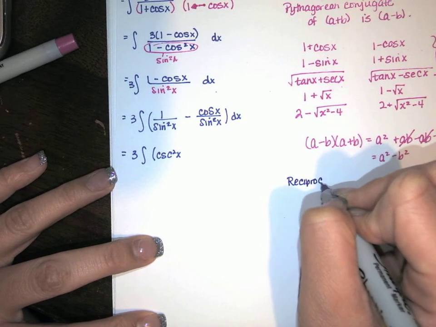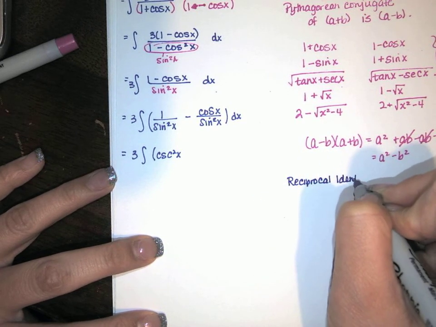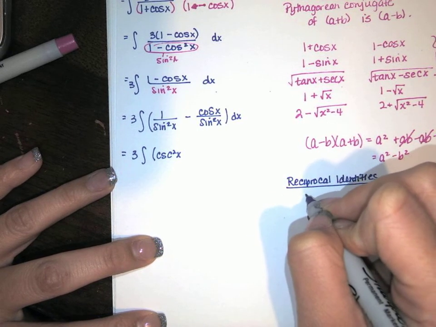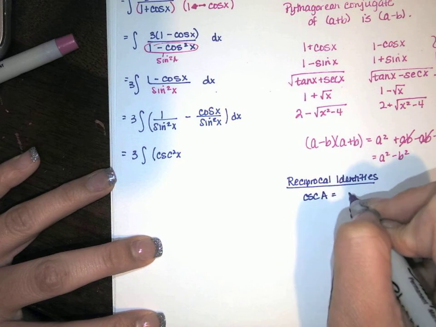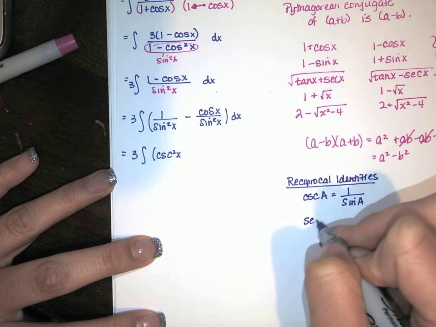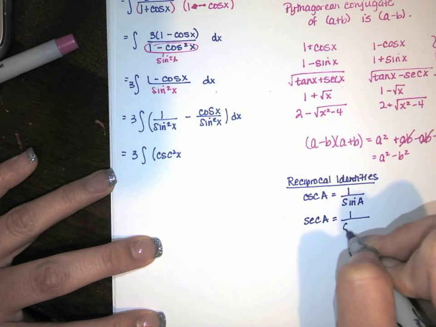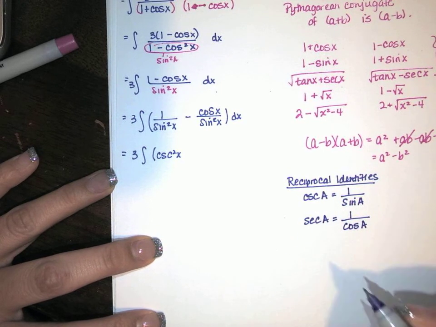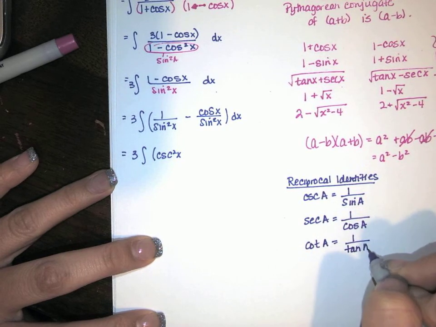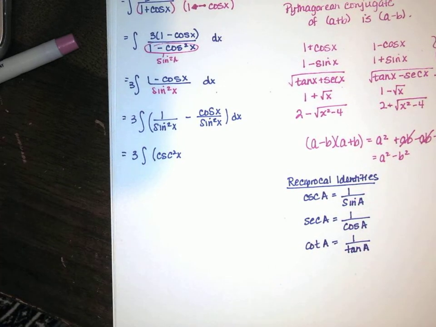So here are the reciprocal identities that come up over and over again in our course. Cosecant of an angle is 1 over sine of that angle. And secant of some angle is 1 over cosine of that angle. And cotangent is the reciprocal of tangent. And of course, reciprocals go both ways. So if cosecant is 1 over sine, then sine is 1 over cosecant.